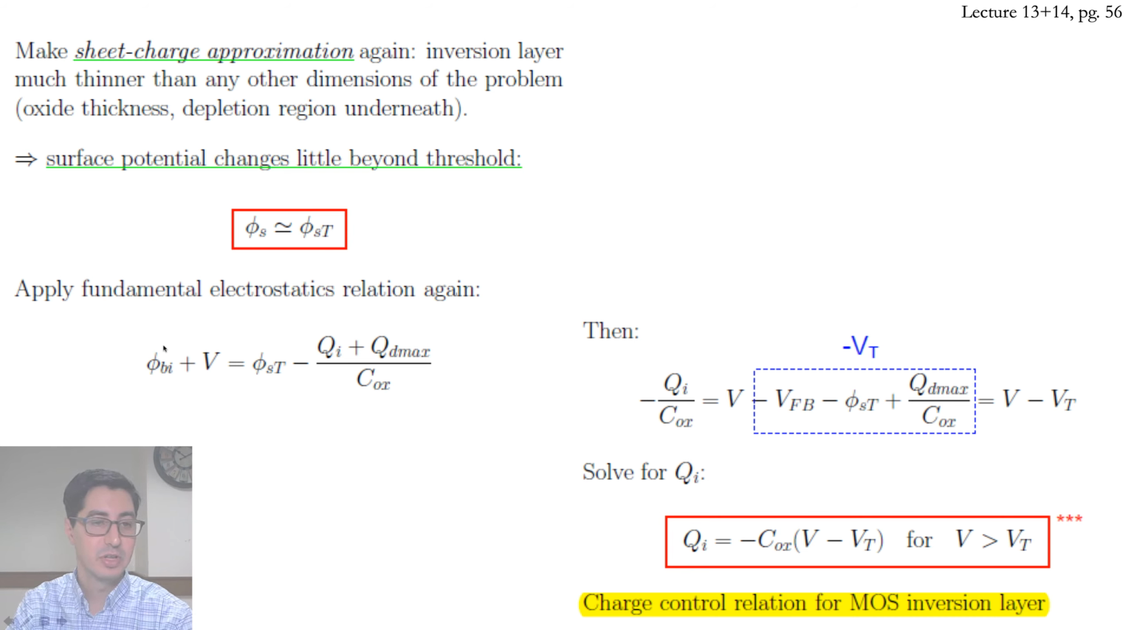Here's our fundamental electrostatic relationship. Our total potential drop across the structure has to equal our potential drop across the semiconductor, which we're taking to be phi st using this approximation, plus the potential drop across the oxide. The potential drop across the oxide is just the total semiconductor charge, which is Qi plus QD max, divided by Cox.